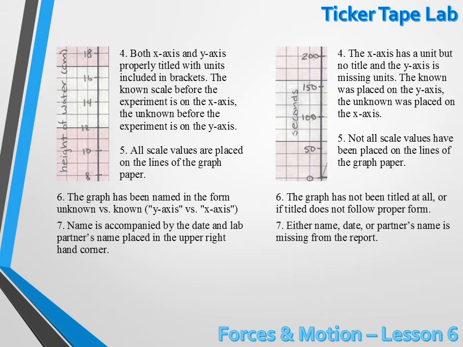Number four, both the x-axis and y-axis are properly titled with units included in brackets. The known scale before the experiment is on the x-axis, and the unknown before the experiment is on the y-axis. In the experiment we're conducting today, we knew a dot was going to be made every 60th of a second. That's our time, and that's going to go on the x-axis.